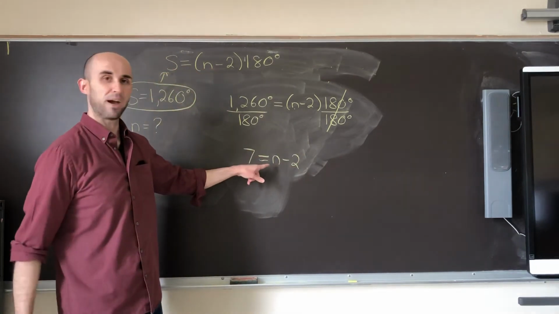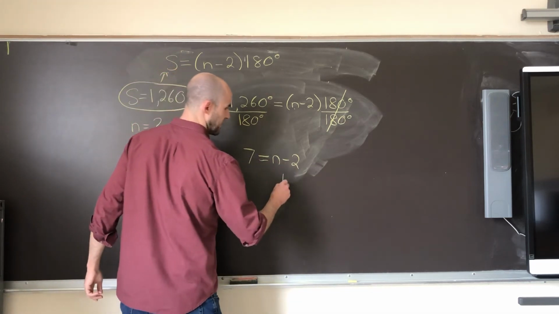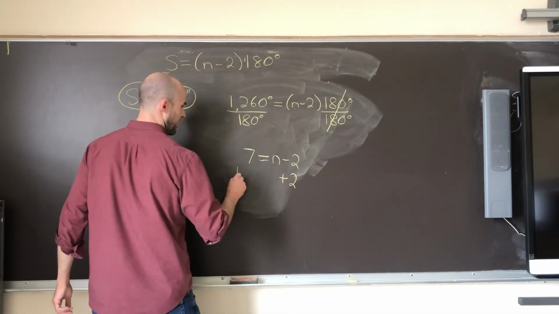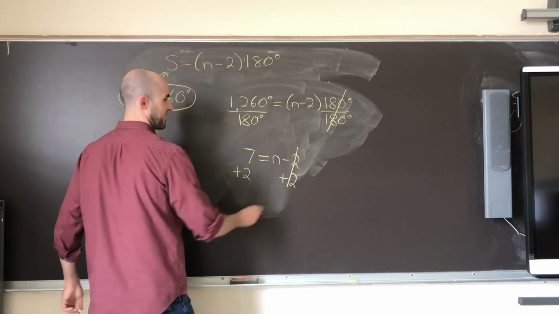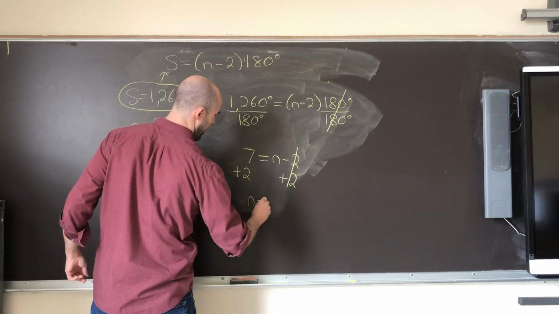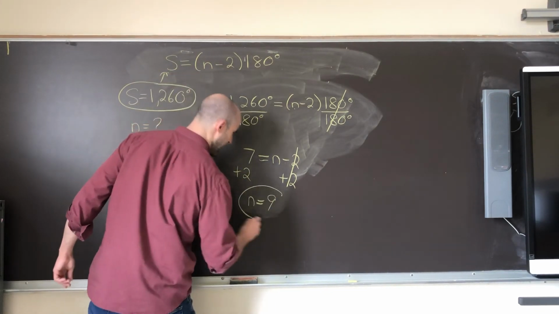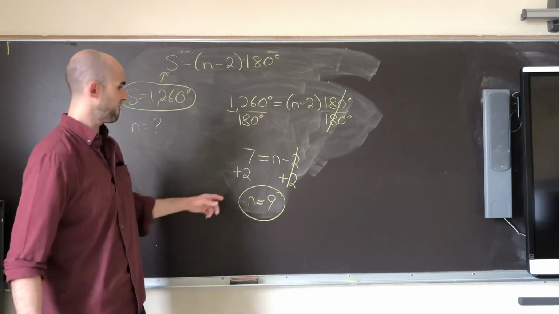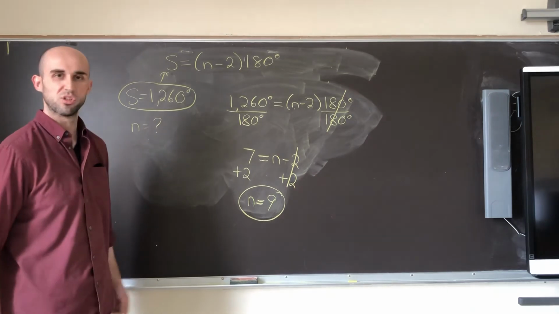Now, to get n by itself, we want to get rid of that 2. Opposite of subtraction is addition. Add 2 here. And if I add 2 to one side, I got to add 2 to the other side. Those 2 cancel out. And we're left with n equals 7 plus 2 is 9. There's our answer. We know that a polygon with 9 sides will add up to 1,260.